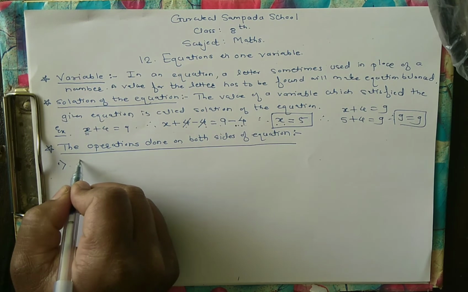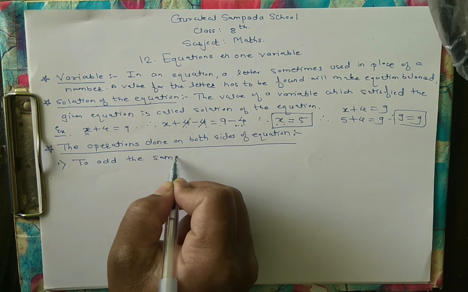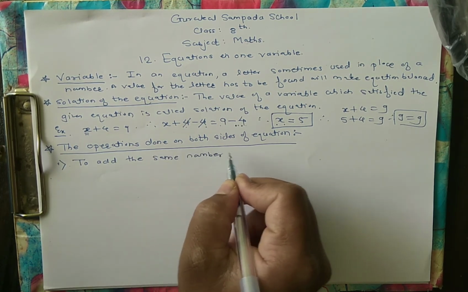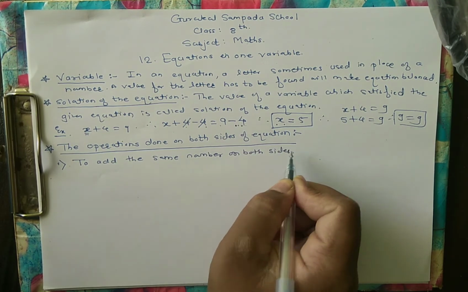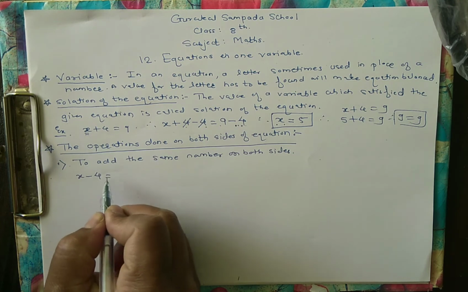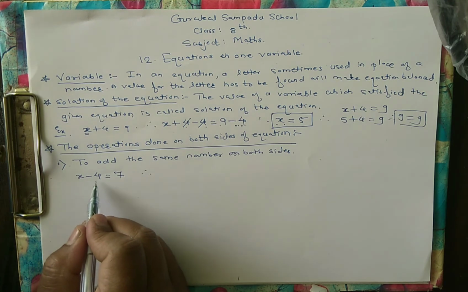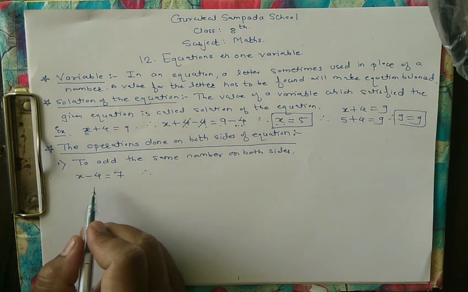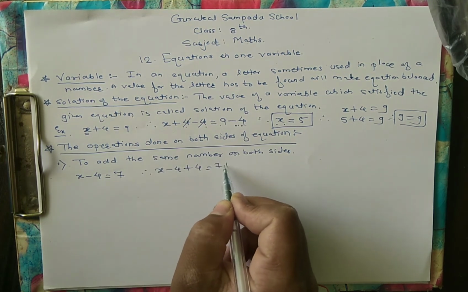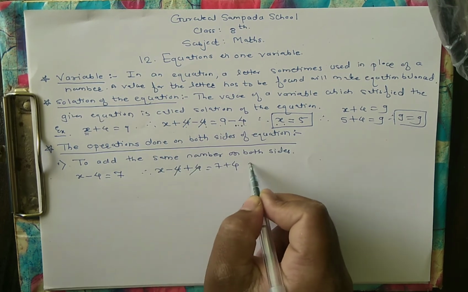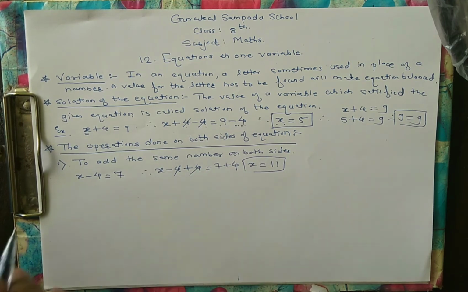Which different operations can be done on both sides of an equation? First is to add the same number on both sides. Suppose the equation is x minus 4 is equal to 7. On the left side the minus 4 should cancel, so to cancel minus 4, plus 4 will be added. We add plus 4 on both sides, and we get x is equal to 11. Here we added the same number on both sides.